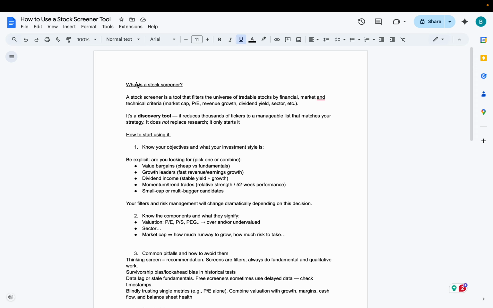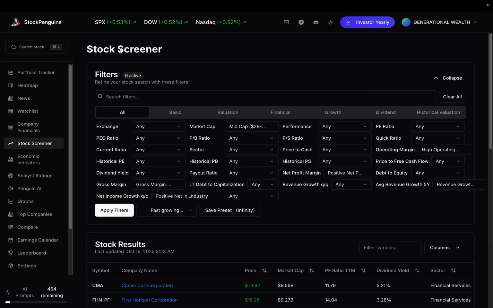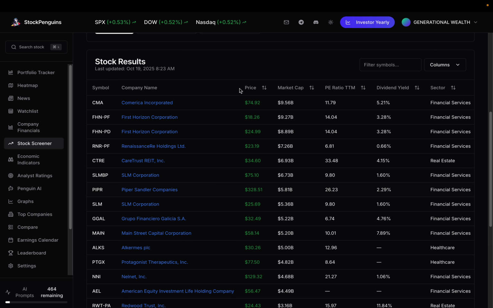So that tool is the stock screener tool. If you hop on StockPenguins.com, we have a stock screener that's free for everyone to use, where you can filter out any companies, attributes, characteristics, valuation, industry, things like that, and then we'll churn out a list of stocks for you to deep dive further into.